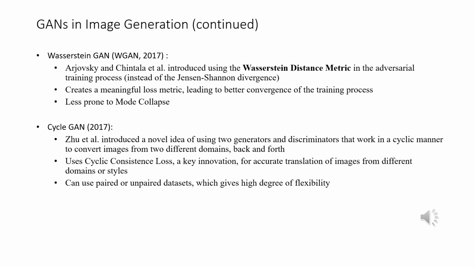The CycleGAN was introduced by Zhu and team, and this paper introduced a novel idea of using two generators and discriminators that worked in a cyclic manner to convert images from two different domains back and forth. This model uses the cycle consistency loss, a key innovation for accurate translation of images from different domains or styles. This model can use paired or unpaired datasets, which gives a high degree of flexibility.